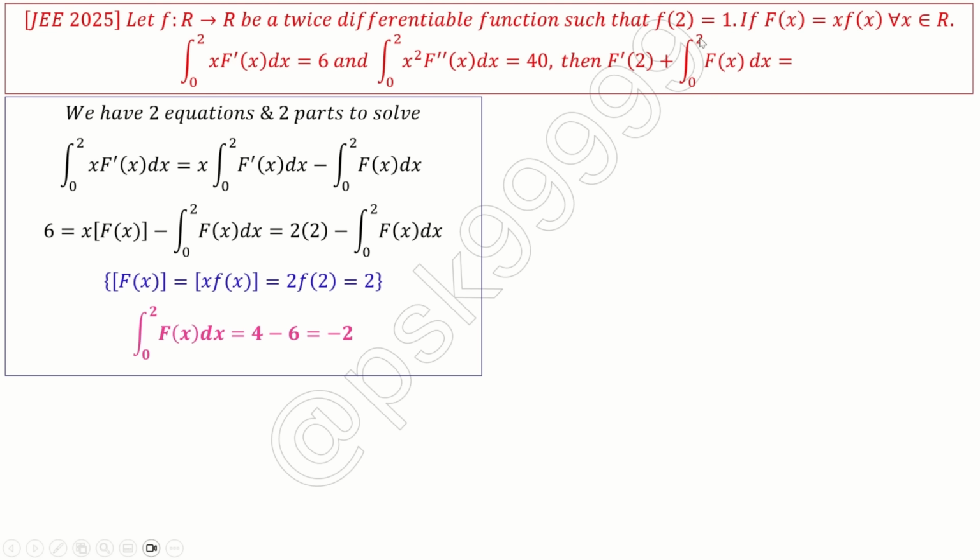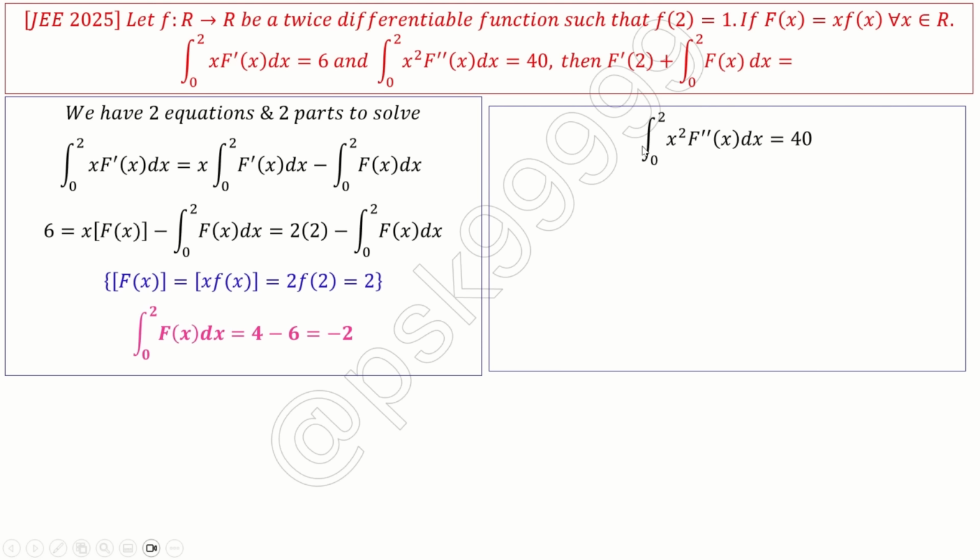Now this is your one part. This part you have already solved, which is minus 2. Now let's take the other equation. The integration from 0 to 2 of x square f double dash x dx is given as 40. Again apply the product rule. This will become x square into f dash x, because if I integrate f double dash, one dash will go, giving f dash x, applying the limits, minus the integration from 0 to 2 of 2x f dash x dx, which is 40.